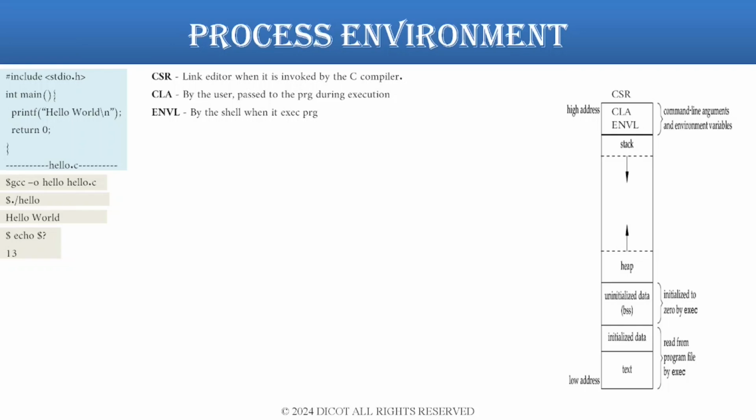Now let's consider each of these in detail. C startup routine. This is set up by the linkage editor when it is invoked by the C compiler. When a C program is executed by the kernel, one of the exec functions will be used by the C startup routine to call the main function. The executable program file specifies the C startup routine as the starting address of the program. The startup routine takes values from the kernel, the command line arguments and the environment, and sets things up so that the main function is called.